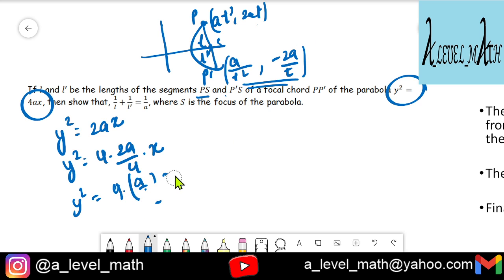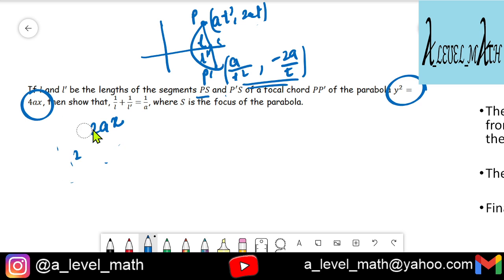So always remember that these two points are only valid when I have my standard parabola y square is equal to 4ax. If this is not the case, you'll have to first figure out the value of a and then plug in these values instead of a in these points. And now we need to show that 1 by L plus 1 by L dash is equal to 1 by a. So what is L?